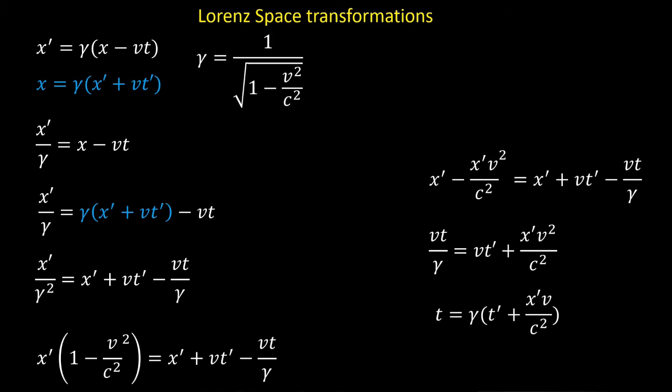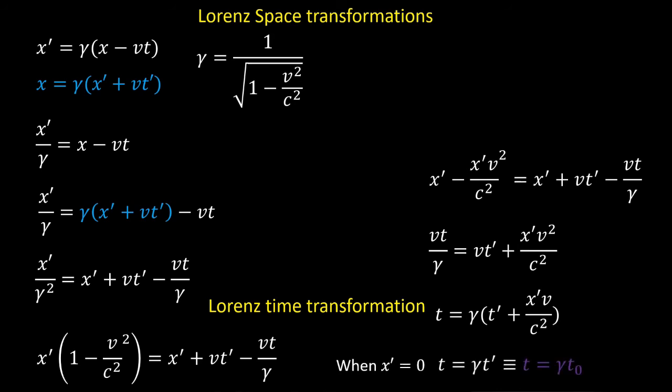This is the full Lorentz time transform equation, converting from the spaceship to the Earth's reference frame, as we did at the beginning of this video. Now, in the special case where both observers are in the same place, i.e. x equals 0, we simply get t equals gamma t prime, or t equals gamma t naught, which is the equation in purple we developed at the beginning of this video.